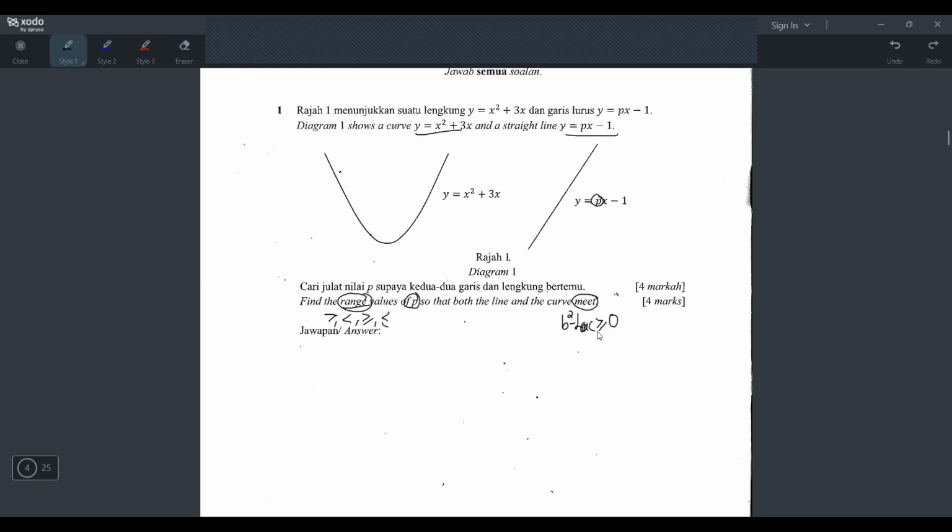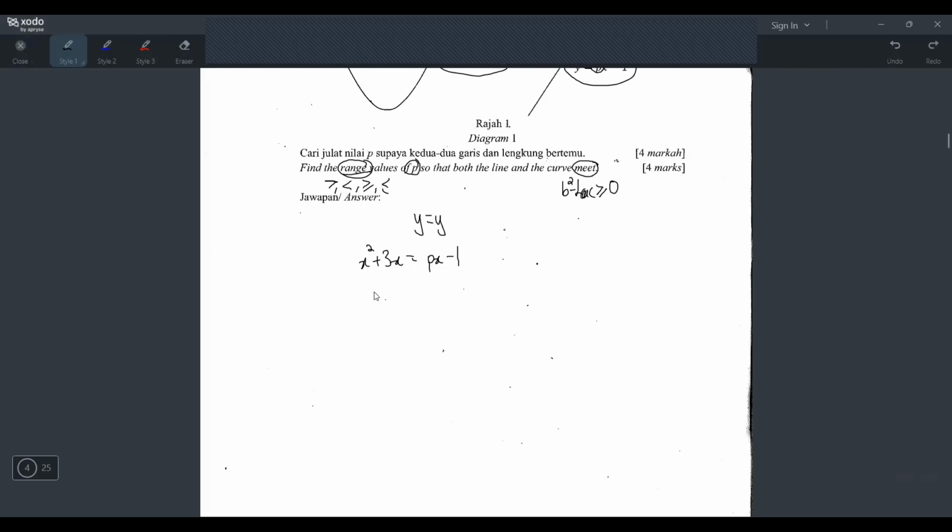But before you take the b square minus 4ac bigger sama dengan 0, you have to take this equation and this equation and combine into one. But how do we combine it? You will do simultaneous. Since this one is already y equals, this one also y equals, you will take y equals to y, right? So you write x squared plus 3x equals to the other y, px minus 1. And now you can make it general form. So you will get x squared plus bracket 3 minus p, x plus 1 equals 0. And now you can do b squared minus 4ac bigger or sama dengan 0.